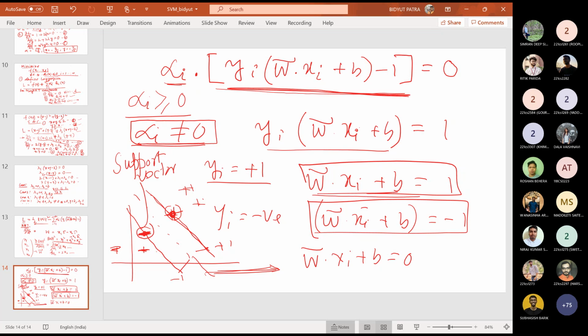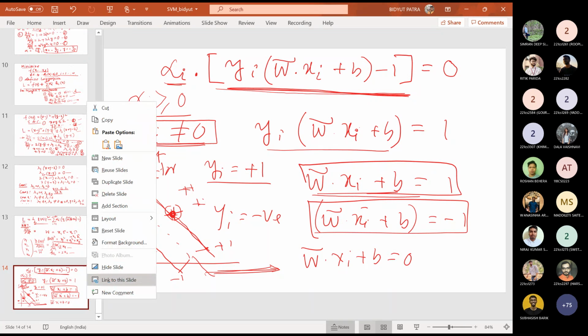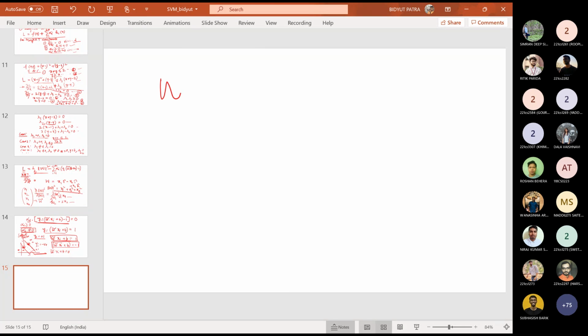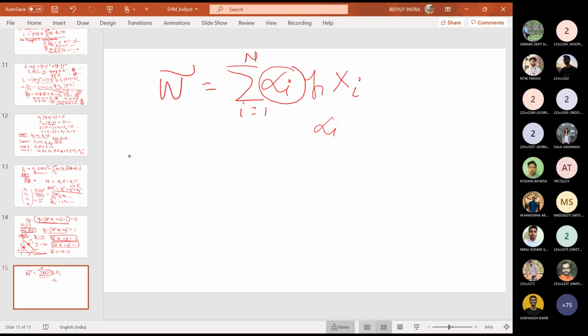So now what have we got? Here w equals the summation over i equal to 1 to n of alpha i yi xi. This value is very important. It will be found that this value is important where alpha i is not equal to 0. All alpha i are greater than or equal to 0, but alpha i is not equal to 0 for the support vectors.